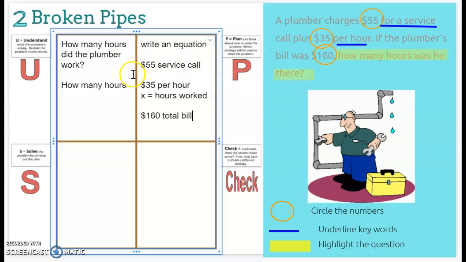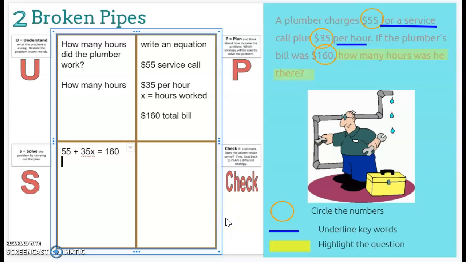All right, so we have our service call, which is our flat rate fee, $35 per hour. We're just not sure how many hours. And then we have the total bill. So we're going to write that on here. So I have 55 plus $35 per hour, but I'm not sure how many hours. So I'm going to multiply my 35 by how many hours worked. And both of those together is going to get me the total of my bill.